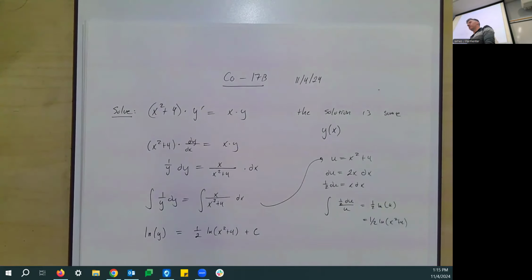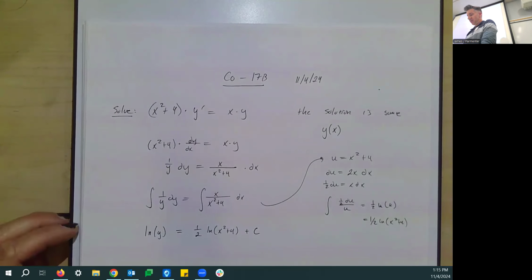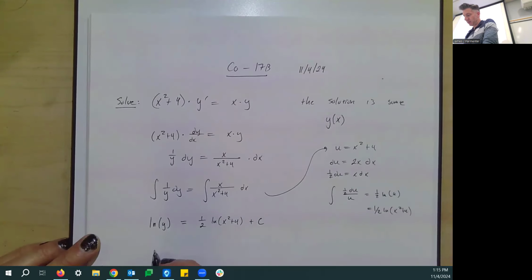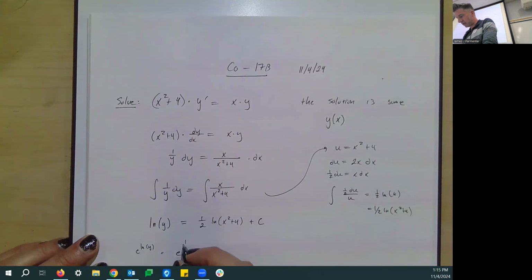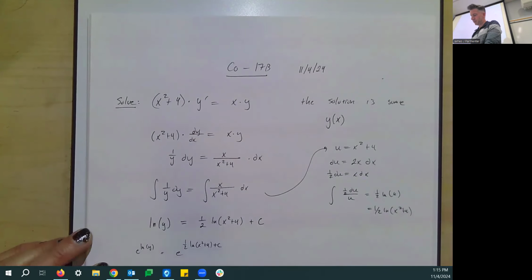It is important to have a plus c. You don't need to put it on both sides, and you should typically put it on the side where the independent variable lives. If we're trying to solve for y, it doesn't make sense to have the plus c over here and then move it over there. So then solving for y, we're going to get e to the natural log of y equal to e to the all this, 1/2 natural log of x squared plus 4 plus c.